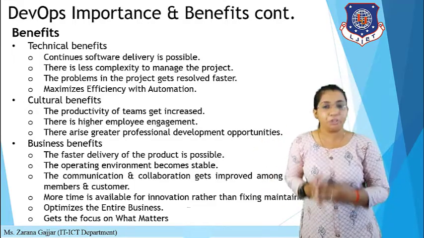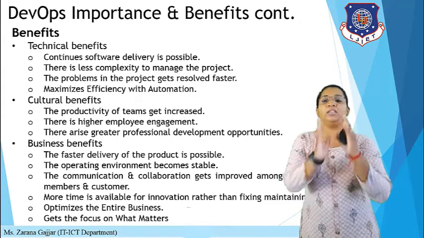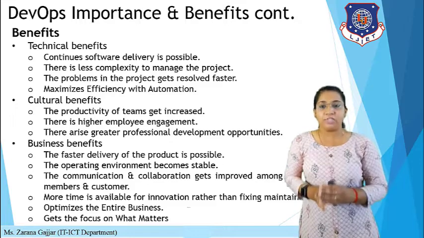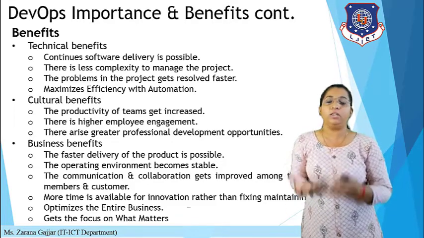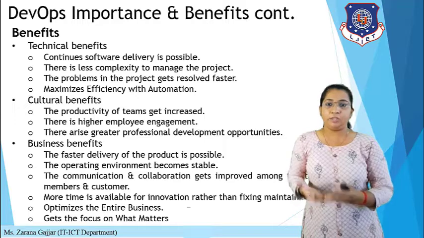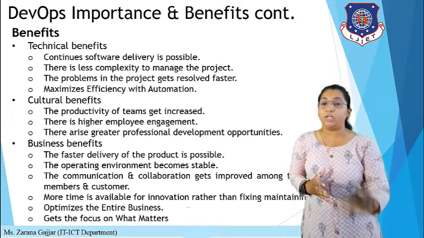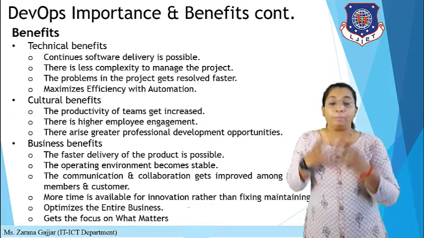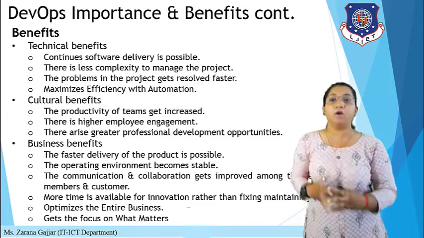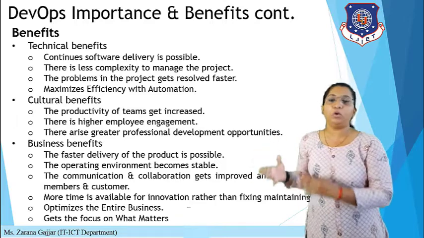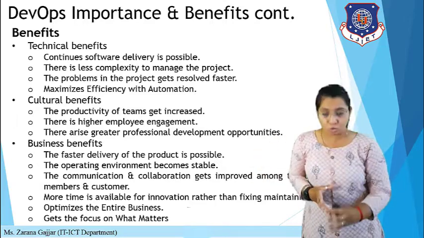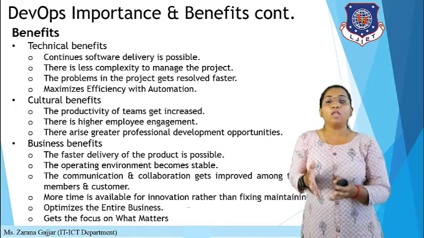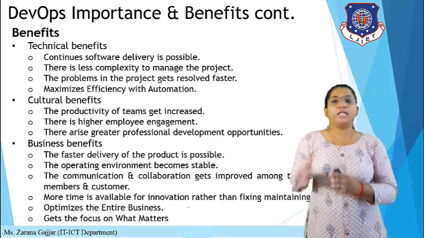That is because automation tools are already there, doing things like testing. If you are doing automation testing, it obviously decreases your time. Rather than doing manual testing, you can apply automation testing. By adopting DevOps, more time is available, so you can innovate in your software project. Then it optimizes the entire business and keeps the focus on what matters most, and that is the people.